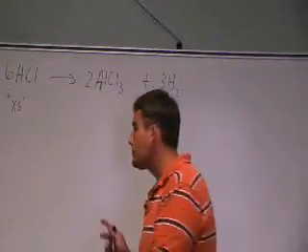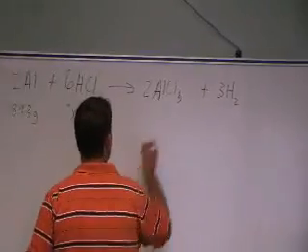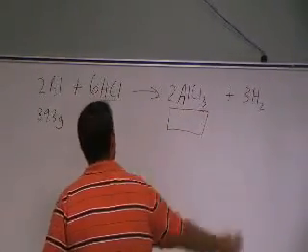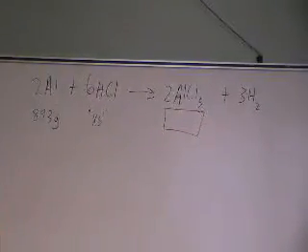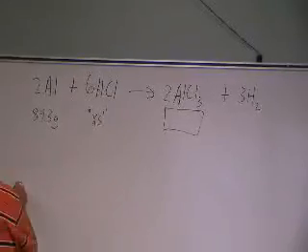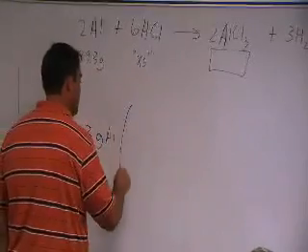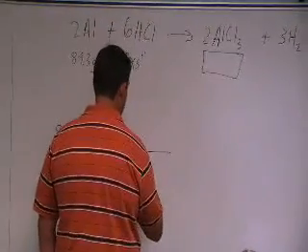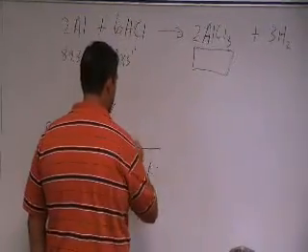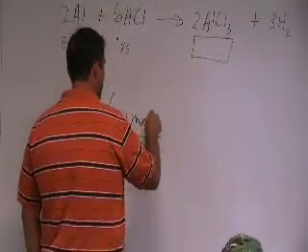All right. So, what am I looking for? I'm looking for how much aluminum chloride I produced. Let's give it a go. 89.3 grams of aluminum. I'm going to the periodic table, and I know that 27 grams of aluminum make out 1 mole of aluminum.